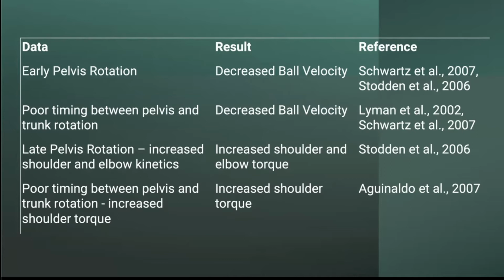Now, what we know about pelvis rotation is that if you are rotating that pelvis early in the delivery, you're going to have less ball velocity. If you have poor timing between that pelvis and the trunk, that's decreased ball velocity. If you're late in rotating that pelvis, that's going to lead to increased forces on the shoulder and the elbow. And poor timing between those two, you're also going to see that.